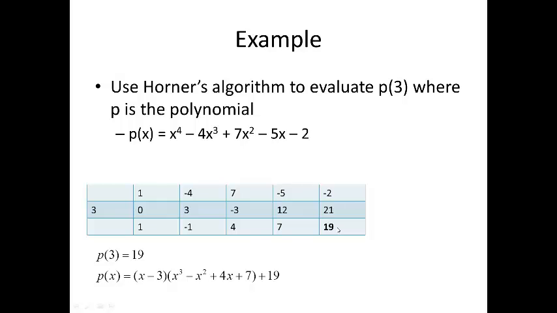And it turns out that p of 3 is equal to 19, and we can express p as x minus 3 times the remainder, which is x cubed minus x squared plus 4x plus 7, and then add the 19 on to the end. There's another example on page 10 that's good practice if you want to work through some of these.